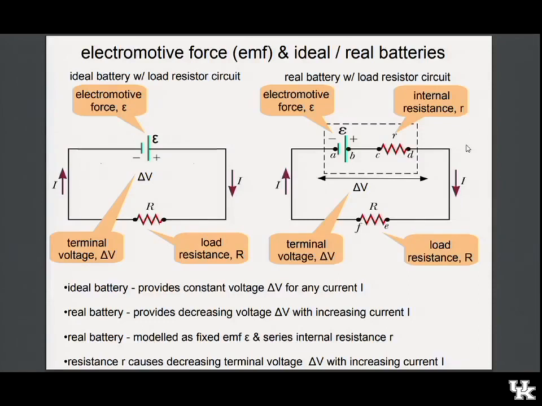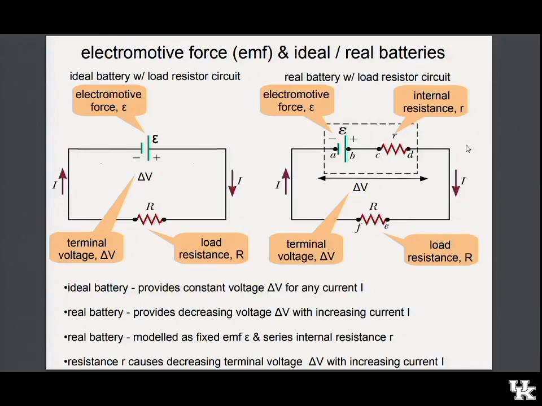So the property of an ideal battery, I've summarized it here. The property of an ideal battery is that no matter what current you draw from the battery, so you might draw 1 milliamp, tiny current, you might draw an amp, that's quite a big current, you might draw 1,000 amps, no matter what current you draw from the battery, it always supplies the same terminal voltage. Even if you draw 1 million amps or 1 billion amps from the battery, that would be ridiculous, but the ideal battery would supply the same terminal voltage.